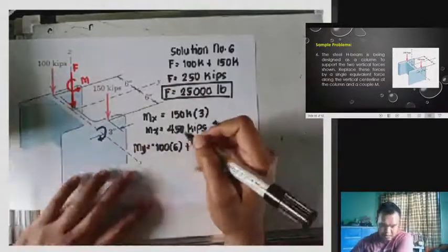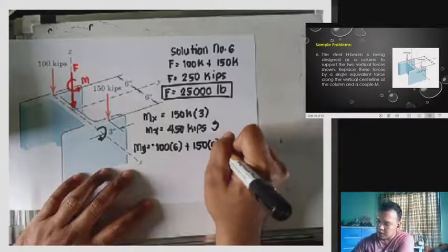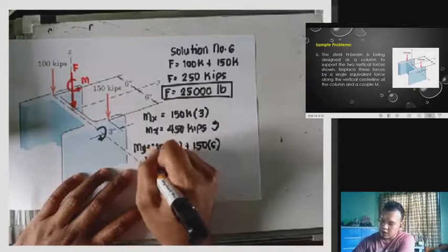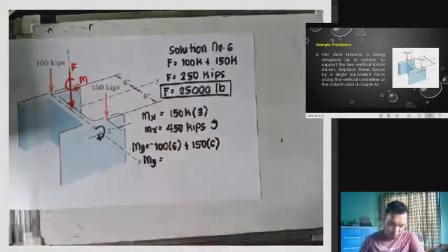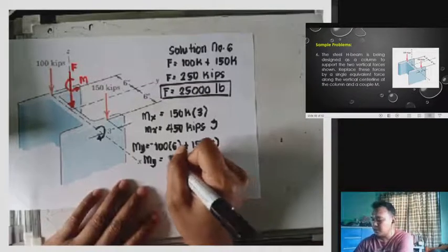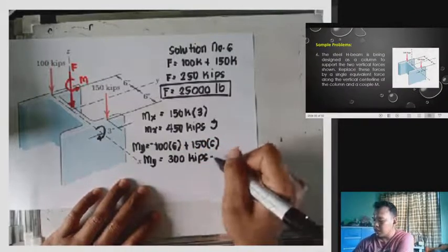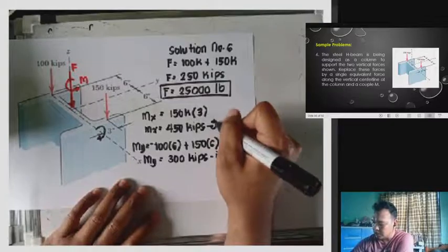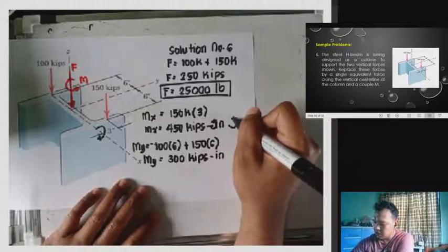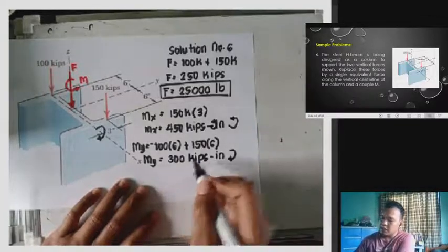So, lalabas plus 150 times perpendicular distance, which is 6. Therefore, My po natin is negative 100 times 6 plus 150 times 6. We have here 300 kips. Inch pa pala. Ito pala ay may inch. Tapos, ito ay counterclockwise, ito ay clockwise. Therefore, ito ay positive, ito ay negative.